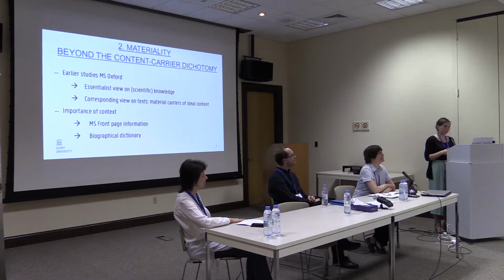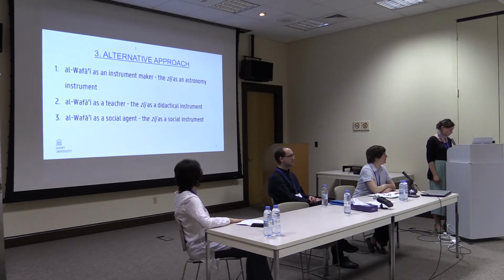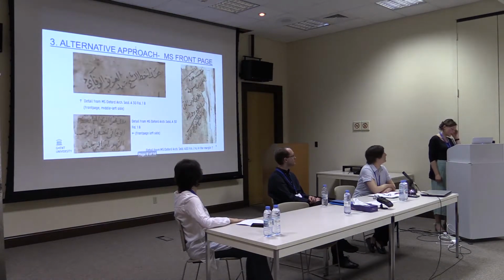I will argue that if we look at these traces and take into account what people did with this text in the 15th century, the text appears as a central instrument in at least 3 different ways. That is, first as an astronomical instrument, second as a didactical instrument, and third as a social instrument. So these 3 ways are, of course, strongly intertwined. So I will argue for this in what follows.